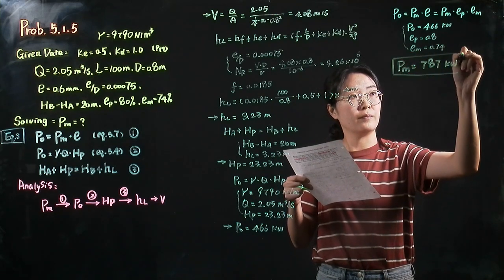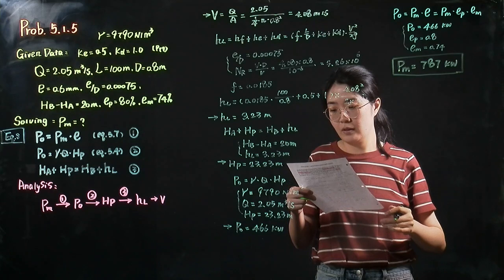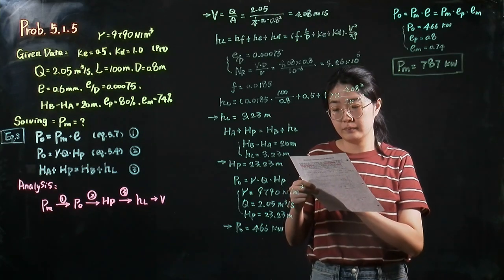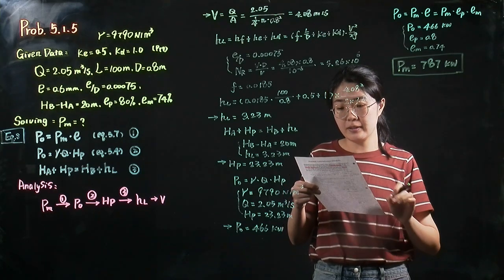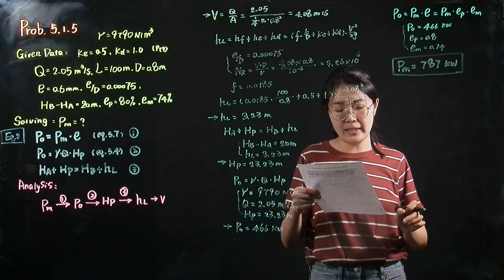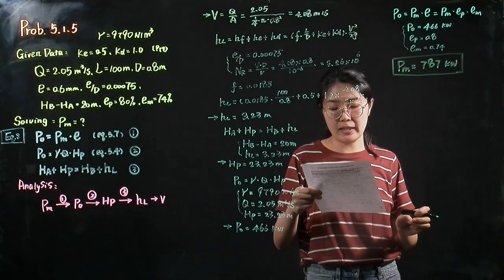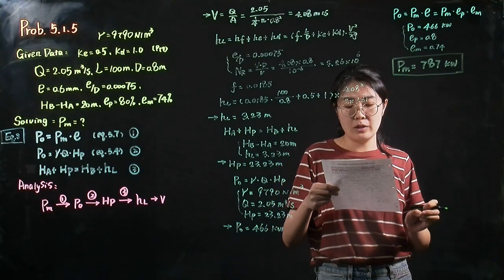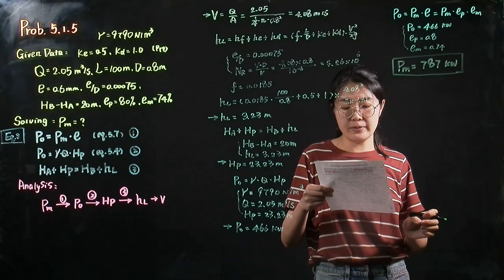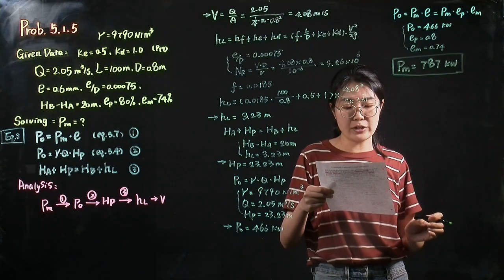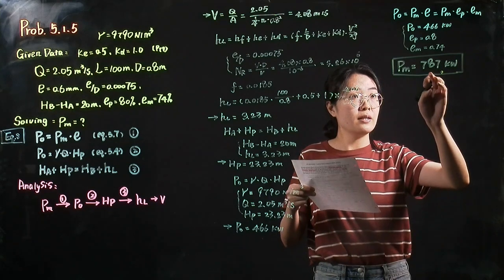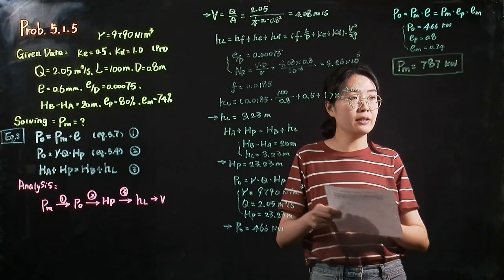So the power requirement for a motor that is needed to drive the pump installed in a pipeline that moves 2.05 cubic meters per second from reservoir A to B is 787 kilowatts.